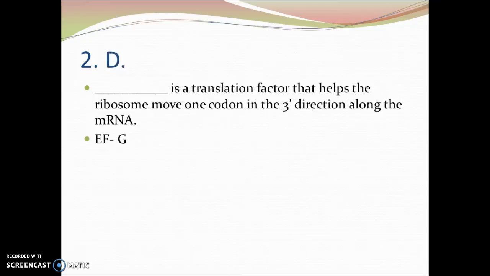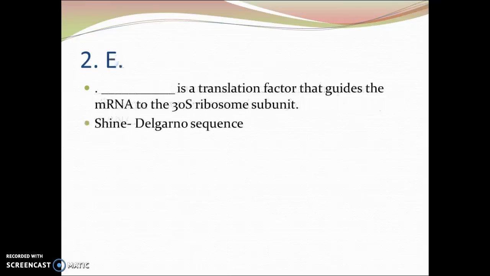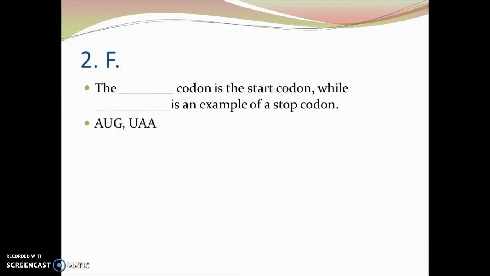For 2D, blank is a translation factor that helps the ribosome move one codon in the 3' direction along the mRNA, and that is the EFG. For E, blank is a translation factor that guides the mRNA to the 30S ribosome subunit, and that is the Shine-Dalgarno sequence. For F, the blank codon is the start codon, while blank is an example of a stop codon. And it's the AUG and then the UAA, and both of those are 5' to 3'.